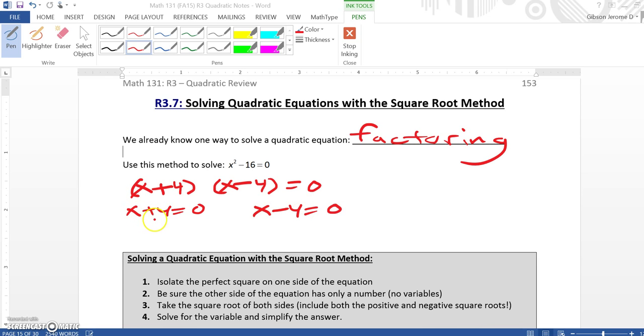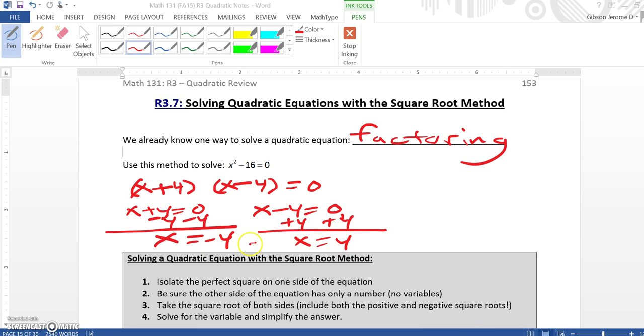And then we would solve. We would subtract 4 on both sides, and we would have x is equal to negative 4. And here we would add 4 to both sides, and we would have x is equal to 4. So our final answer would be x is negative 4 or x is positive 4.